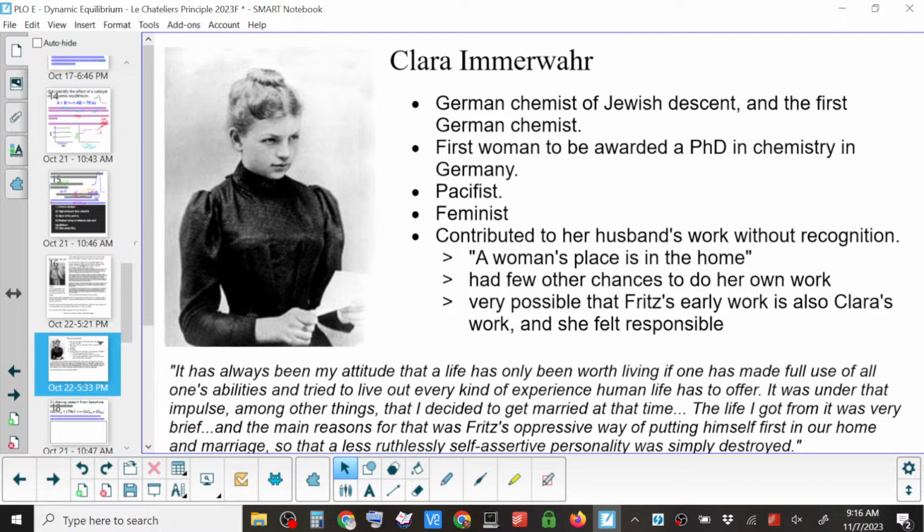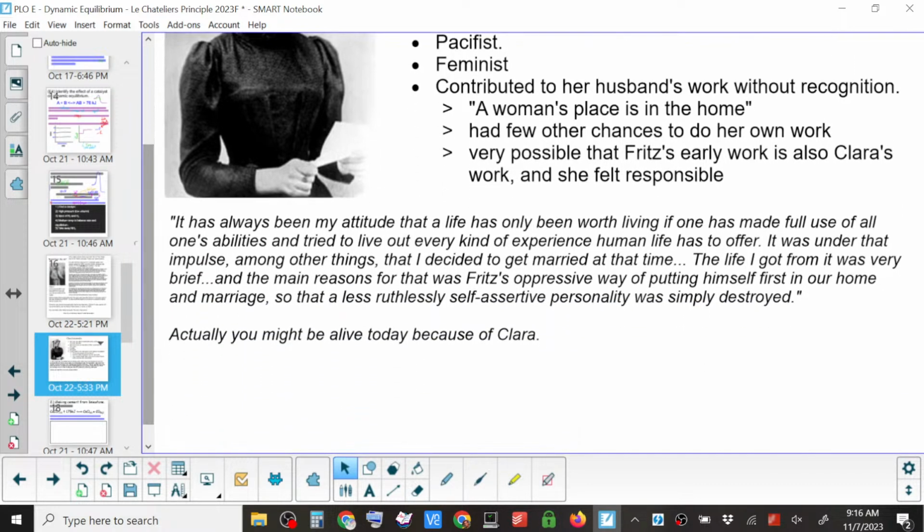She felt responsible, however, it looks like, from all of her writings, for chemical warfare in particular. And we think Fritz's early work on both the Haber process and chemical warfare also had Clara's hand in it. So we recognize this entire story. We've got two people here. There's about 5 people today that owe their life to this entire process.